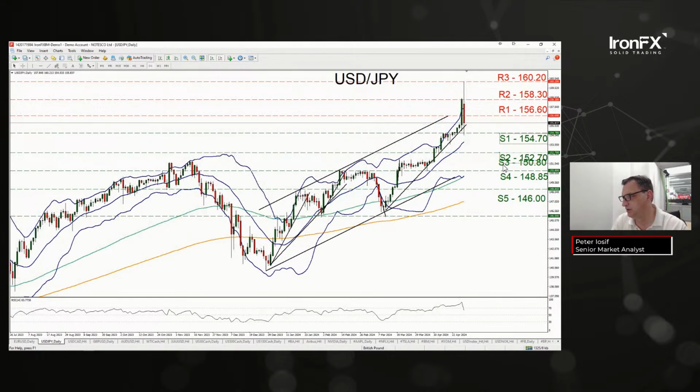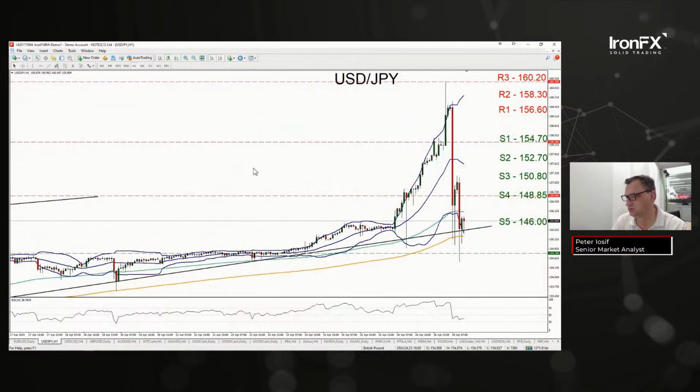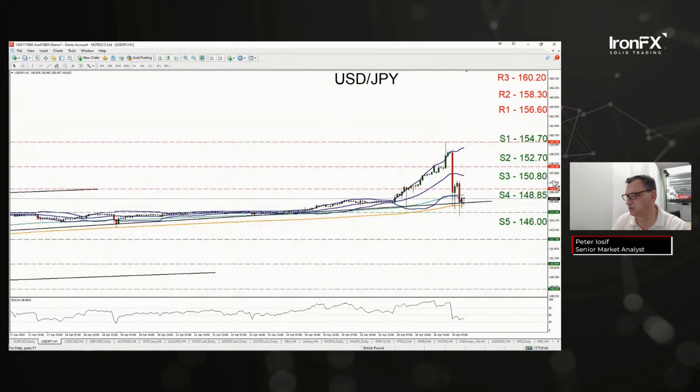And in my opinion, I would prefer to have a look at the 1 hour chart to see how the movement, the downward motion of USD/JPY progressed over the Asian and early European session today. Let's lock everything in first. 1 hour chart it is. And that's an interesting chart.